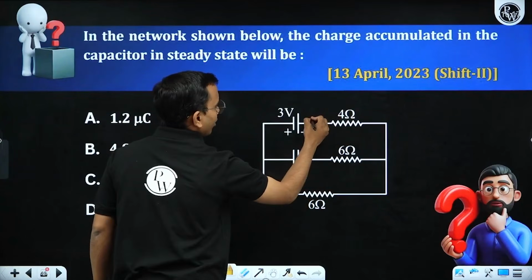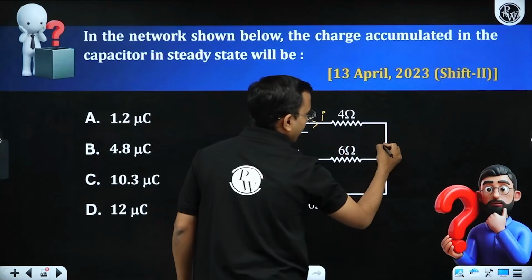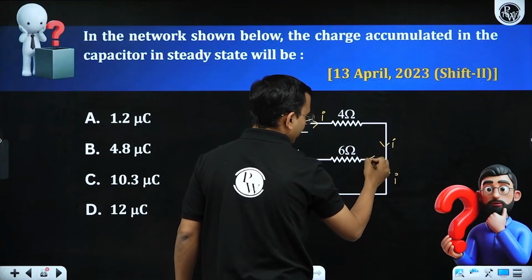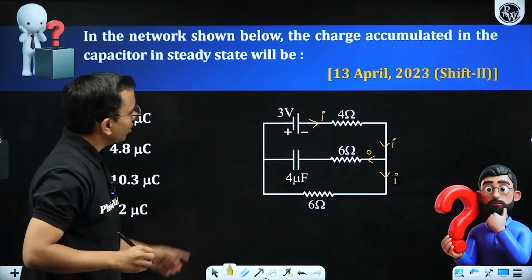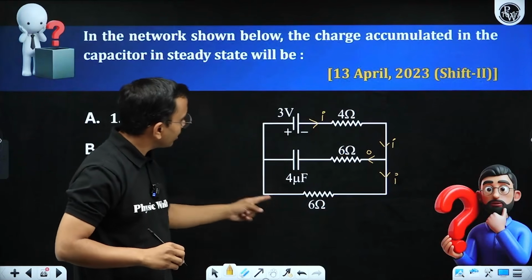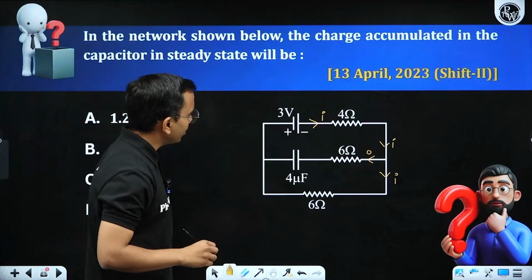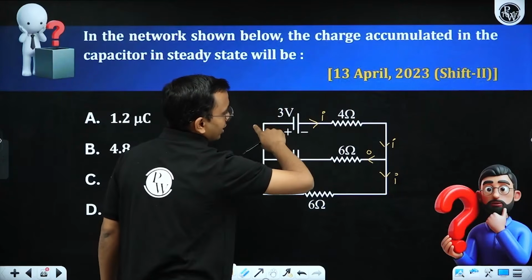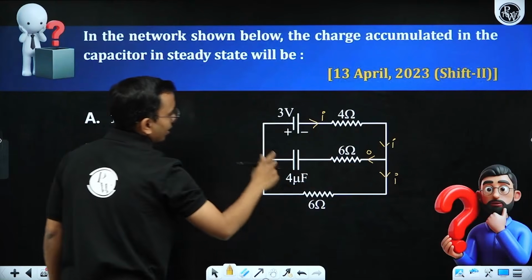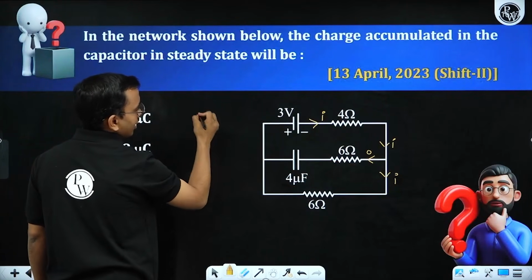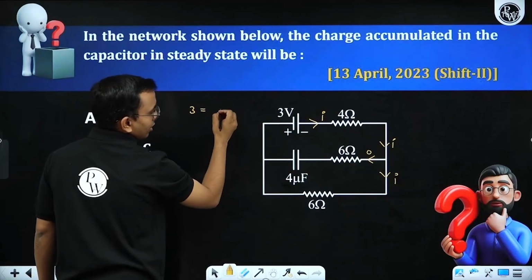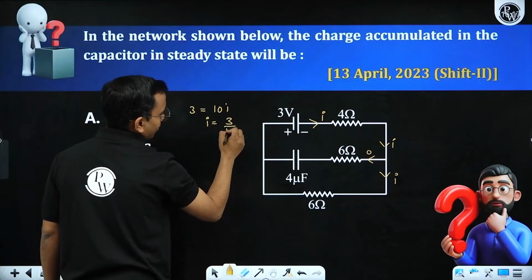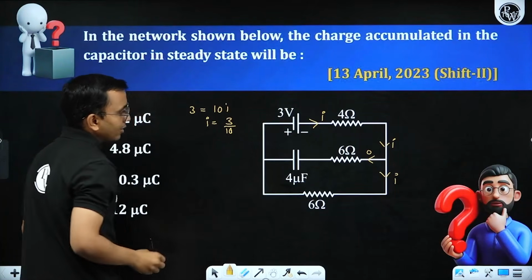The current will be flowing like this. It will go like this, here I, here I. Okay, here it is 0. So in this loop, if I write the Kirchhoff law, I'll say that 3 is equals to 4i plus 6i. So 3 is equals to 10i, and i comes out to be 3 by 10.